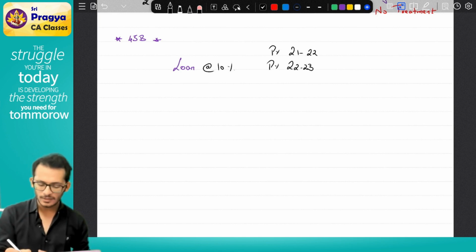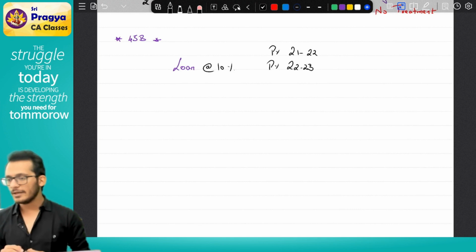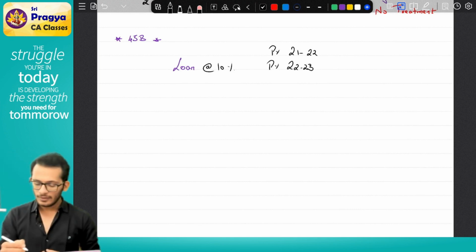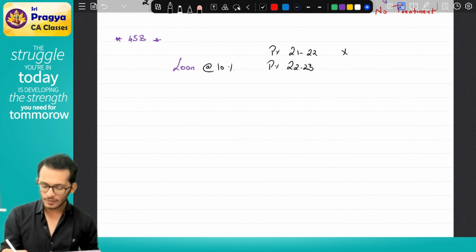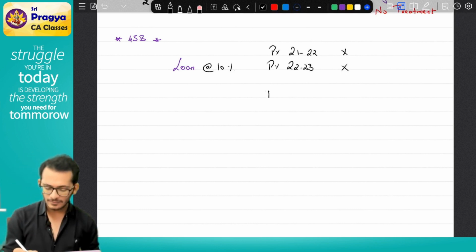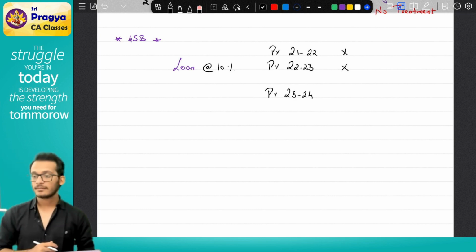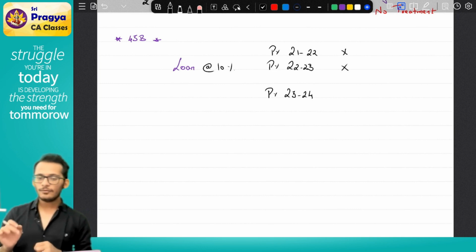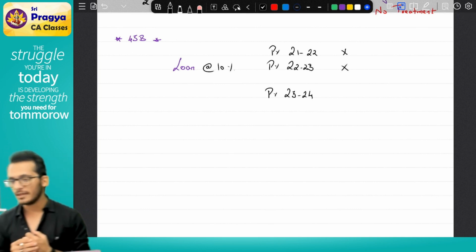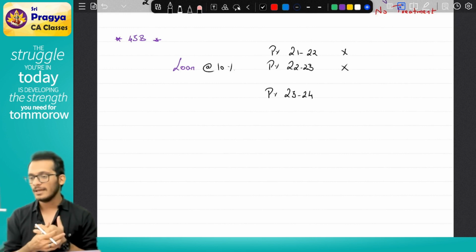43B comes and says you will disallow because you have not paid it within the due date of return filing. So both these payments got disallowed for me. Now I was in previous year 23-24. I went to the bank and said, dear bank, I know I have defaulted in interest payments. I am not very happy myself, but unfortunately, I am going through a cash crunch.